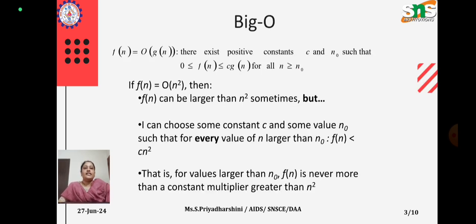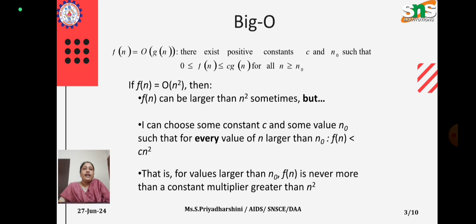Now let's see the big O notation, or the worst case analysis. As per the definition, f of n is equal to order of, that is big O of g of n, when there exist positive constants c and n naught such that f of n is less than or equal to c into g of n for all n greater than or equal to n naught.